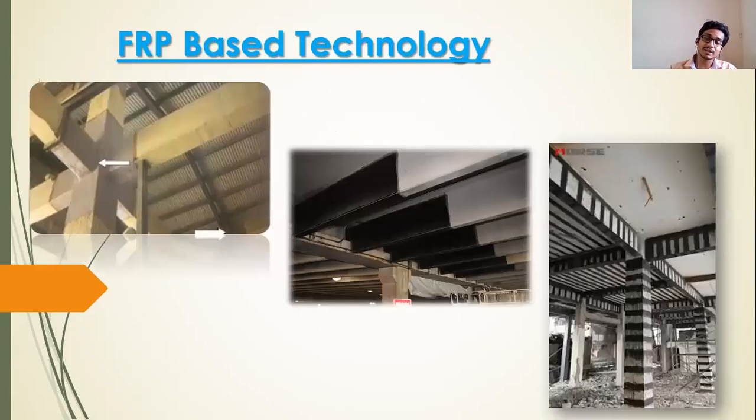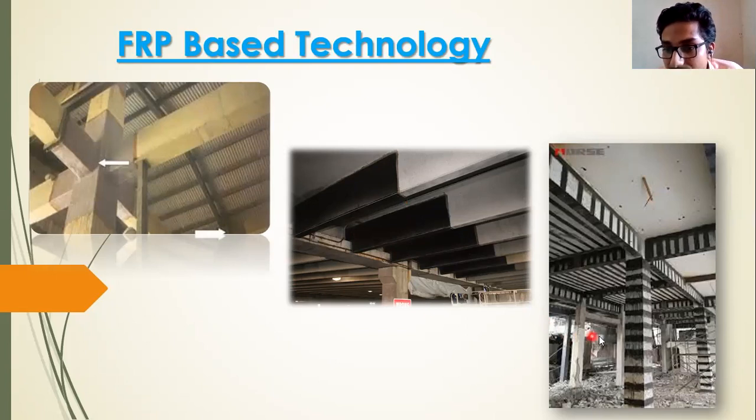There are some pictures, if you can see, of the FRP they have used. Here they used FRP to strengthen the beam column joint. In the second picture, they used this FRP technology to increase the flexural strength of the beam. Since it has been given at the end of the beam, it will increase the shear capacity of the beam as well.